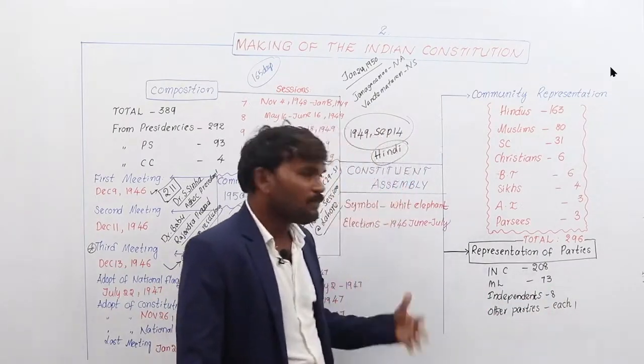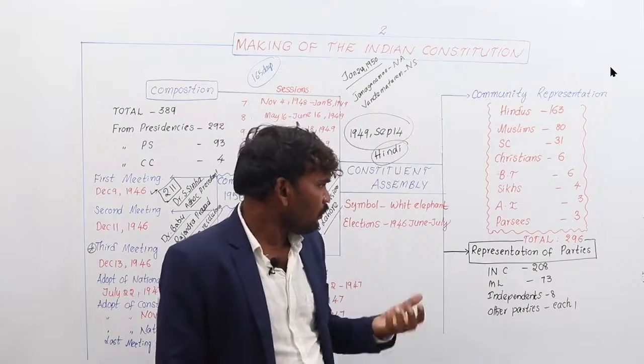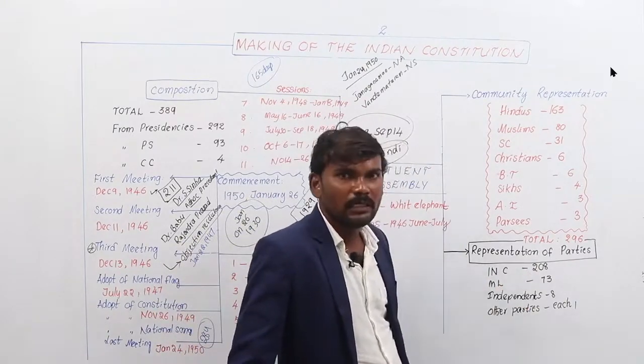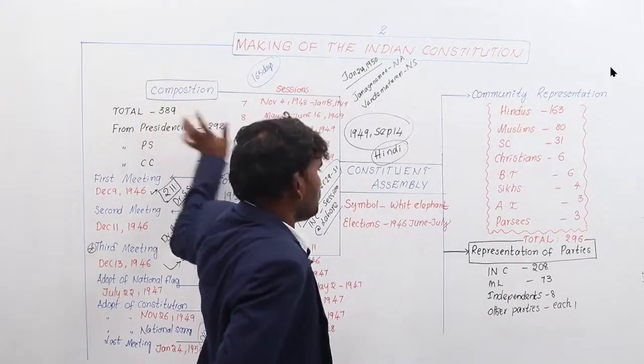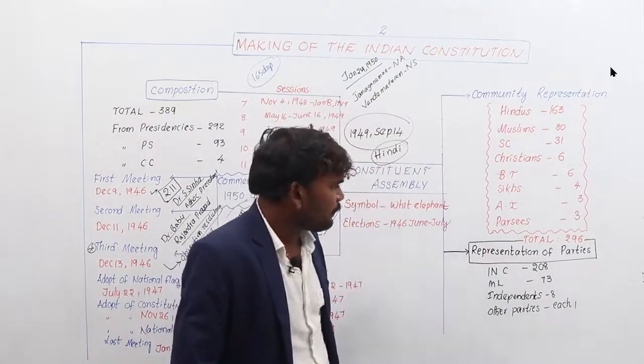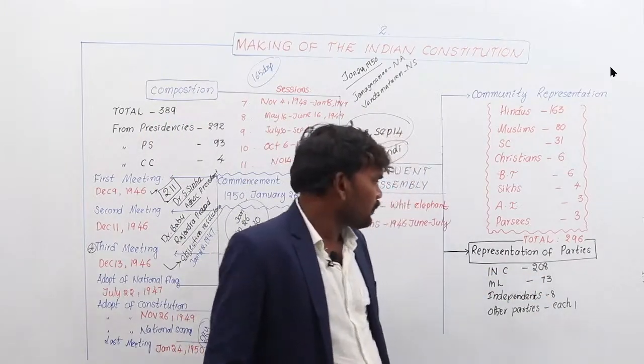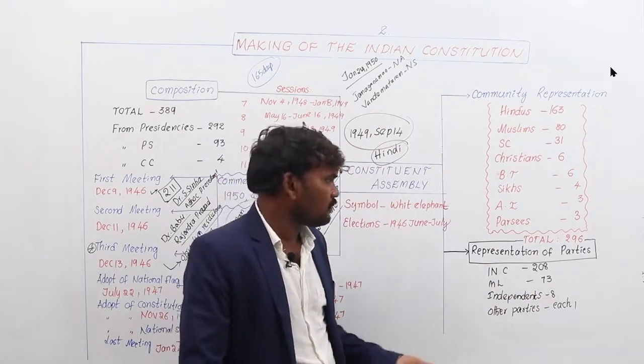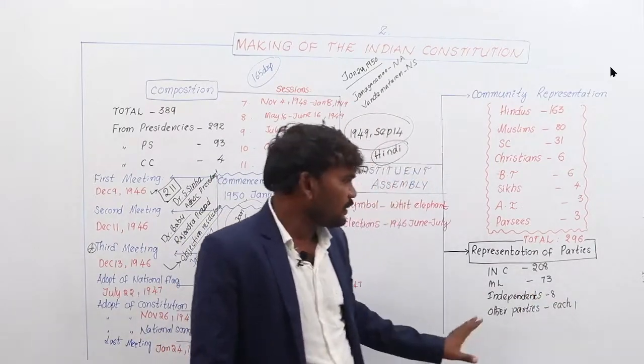Independents 8 seats, and remaining parties. The parties' seats won in the elections held in 1946 June-July. Coming to the party-wise results, Indian National Congress won 208 seats out of 389. Of these 389 seats, 208 were won by the Indian National Congress, followed by the Muslim League with 73 seats. After that, Independents won 8 seats, and the remaining parties, All India Scheduled Caste Federation and All India Hindu Mahasabha, won 1 seat each.